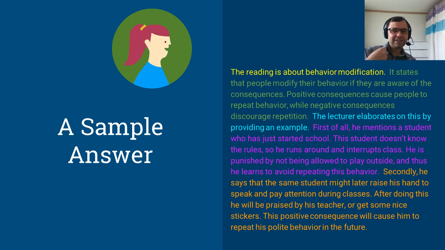Now, I understand that you might not be able to speak this fast. That's okay. If you need to shorten the answer, you can certainly say a little bit less about the reading. You can just mention the first detail you got about the reading. It states that people modify their behavior if they are aware of the consequences, period, and then you can get right to the lecture stuff. That's a good way to save a few seconds.